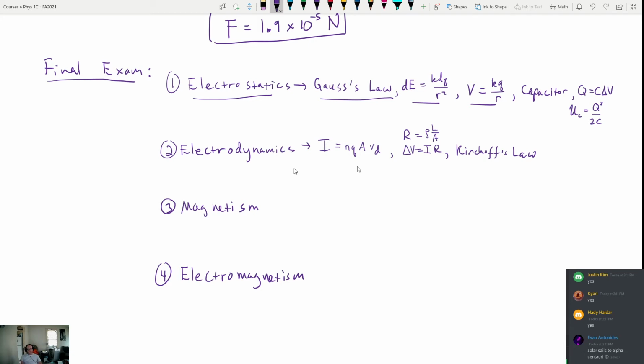What else did we talk about with electrodynamics? This is the shortest section for sure. I'm going to go back to the table of contents in your textbook and make sure that I'm not missing anything here. I feel like I am.